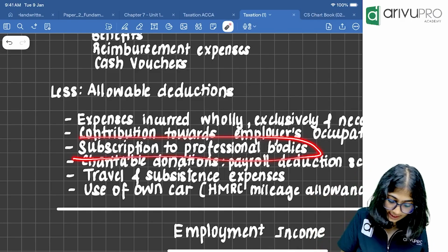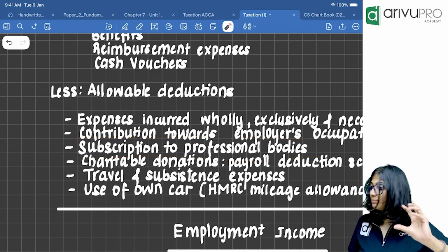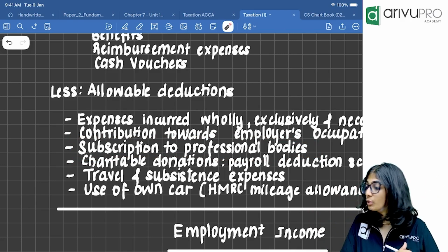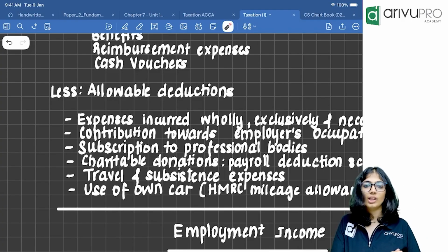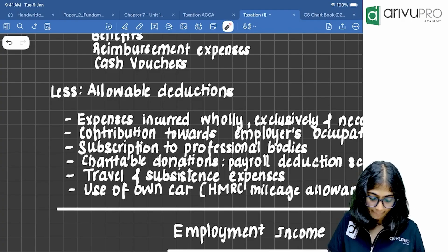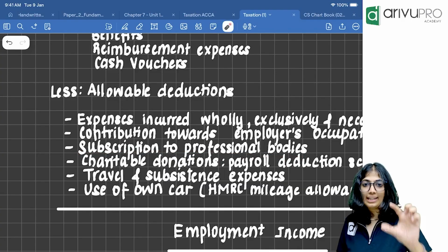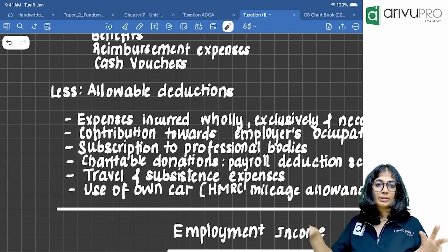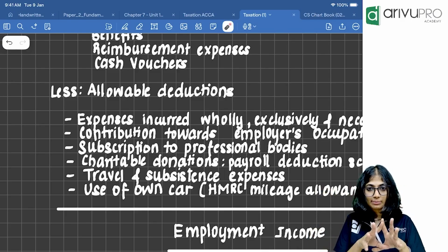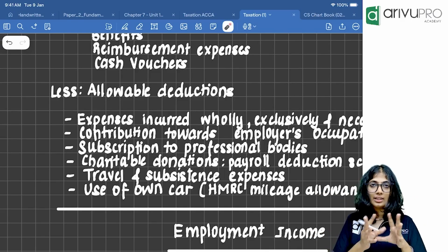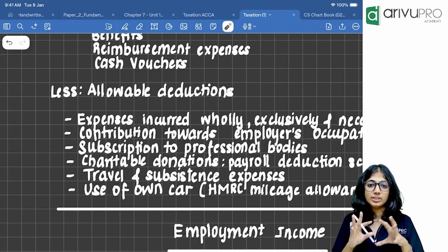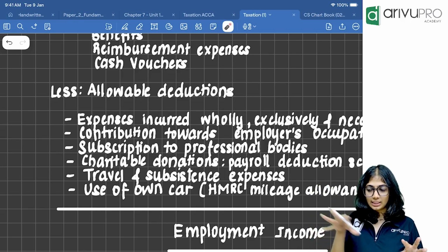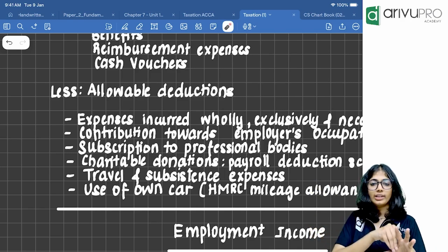Subscription to professional bodies is a different item. I'm just making the difference clear. Any expenses that you incurred beforehand, before performing your duties, that is not an allowable expense. Any subscription you make to a relevant professional body, like I said, if you're hired as a financial analyst, your ACCA subscription becomes relevant. But if you're hired as a salesperson, a doctor or a nurse, right? Hats off to you. But it's not related to ACCA. The subscription that you're paying to ACCA, it's not relevant. That's not included.